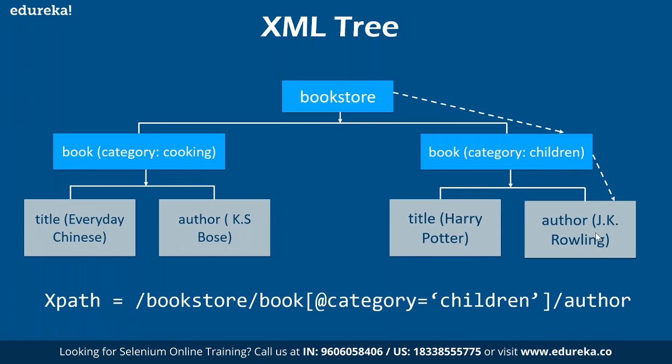If you want to reach this author, you have to go to the bookstore node. Inside the bookstore node you go to the book, and inside that you go to the author. Very simple. XPath also works in the same way, but this is an absolute path. You have to go one by one, step by step. Let's say one step has been removed, then your absolute path will be wrong. So XPath also provides you a relative path. You just need to mention the node name, and it will be picked up automatically.